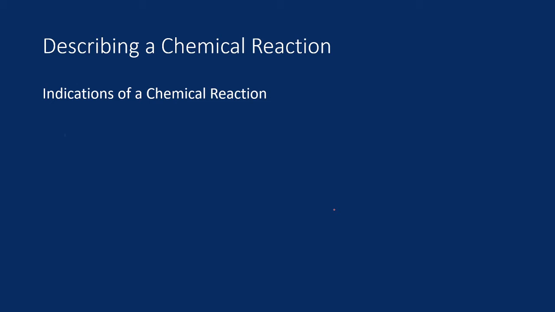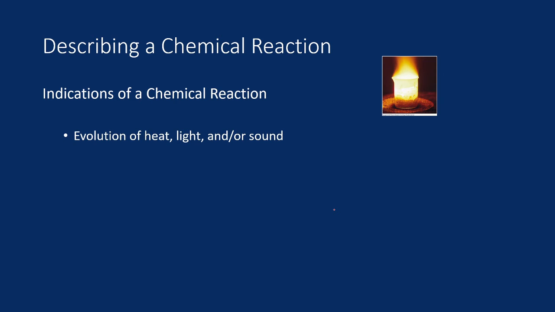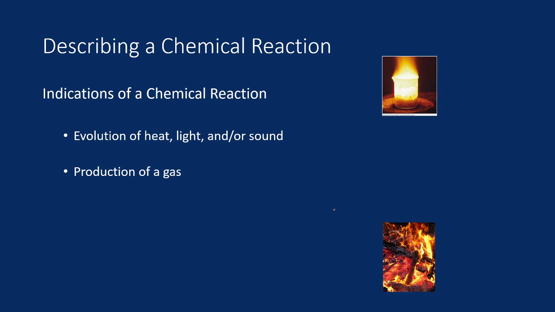Now, coming to describing a chemical reaction, the first thing we can see is there's an evolution of heat or light or sound during any kind of chemical reactions. Next is there's a production of gas, there's a release of gas like hydrogen or oxygen. Then there's the formation of any precipitate.